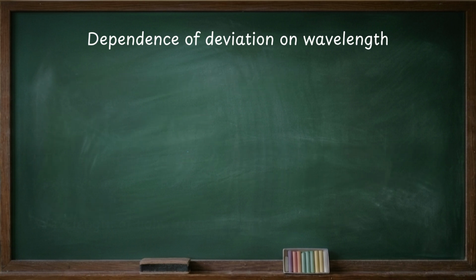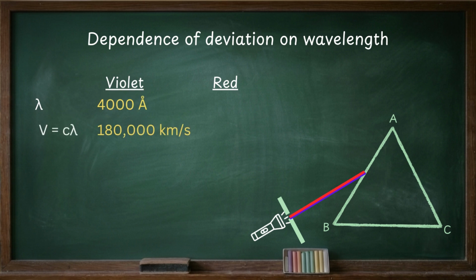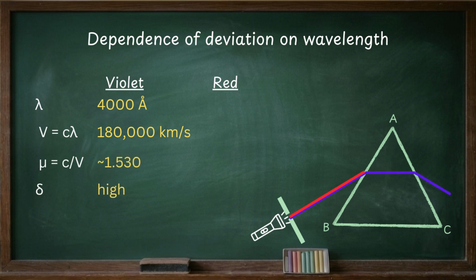Let's apply this to the two extremes of visible light, red and violet. Violet light has a short wavelength of 4,000 angstroms. Because its wavelength is small, its speed in glass is the slowest. That means the glass presents the highest refractive index for violet, so the violet light is deviated the most.